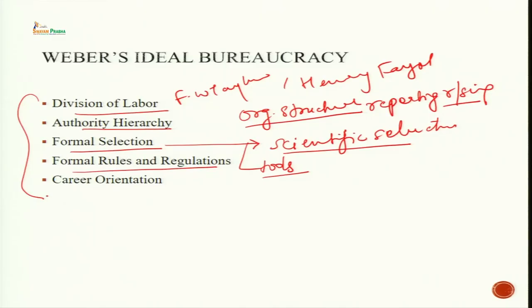Moving on to the next factor that Weber proposed in ideal bureaucracy is career orientation. Weber supported that unless we give career planning or career orientation to the employees, there is not much lucrative in the job for an employee to remain with us. And in contemporary times also, various organizations are facing this issue of talent retention. One of the reasons behind this challenge of talent retention or high attrition rate could be the lack of career orientation or career planning for the employees.